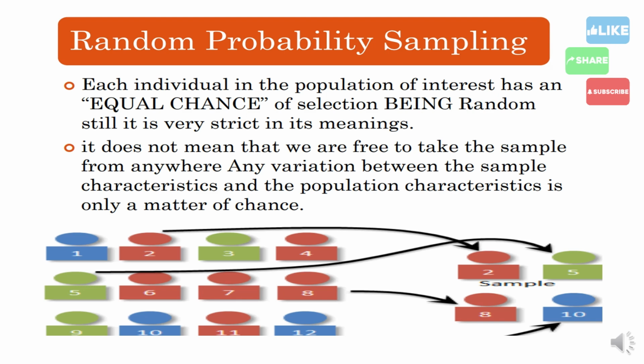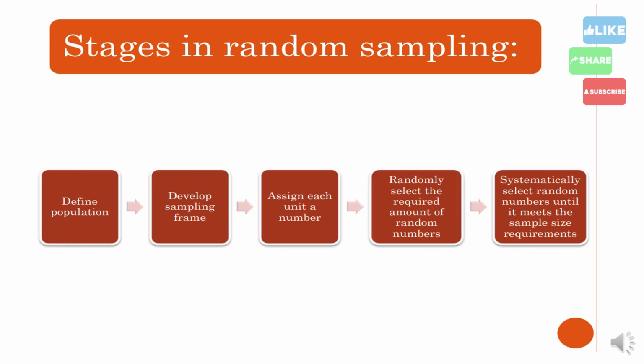Random probability sampling: in this, each individual in the population of interest has an equal chance of selection. Being random, it is still very strict in its meaning. It doesn't mean that we are free to take the sample from anywhere. Any variation between the sample characteristic and the population characteristic is only a matter of chance. So these are the examples.